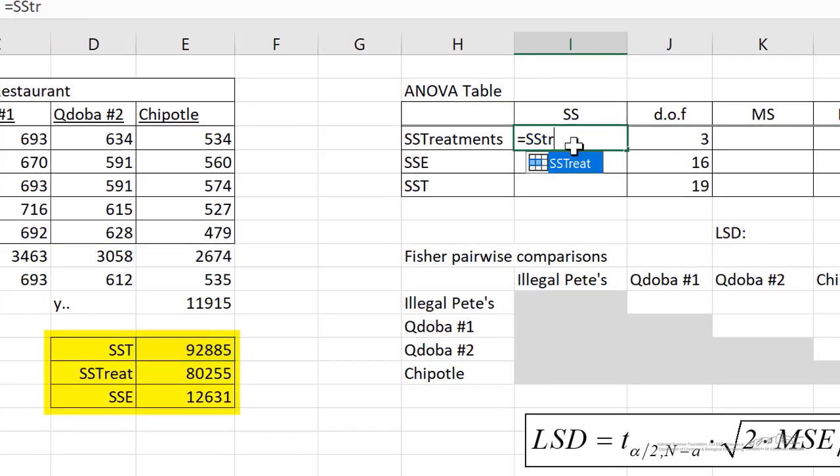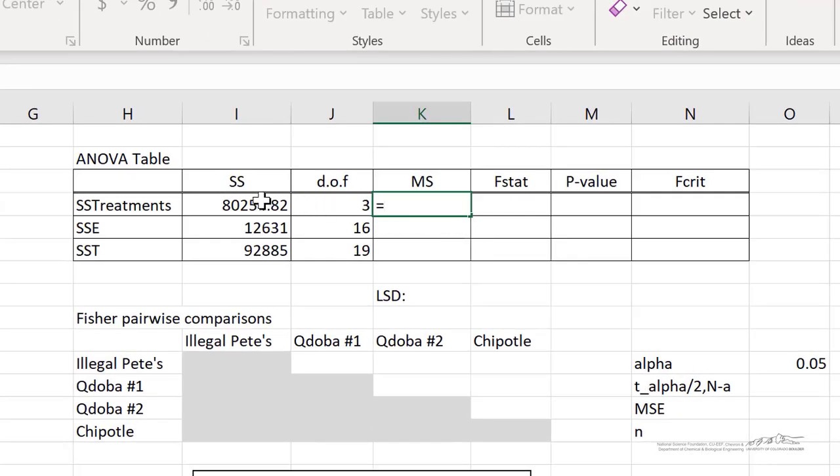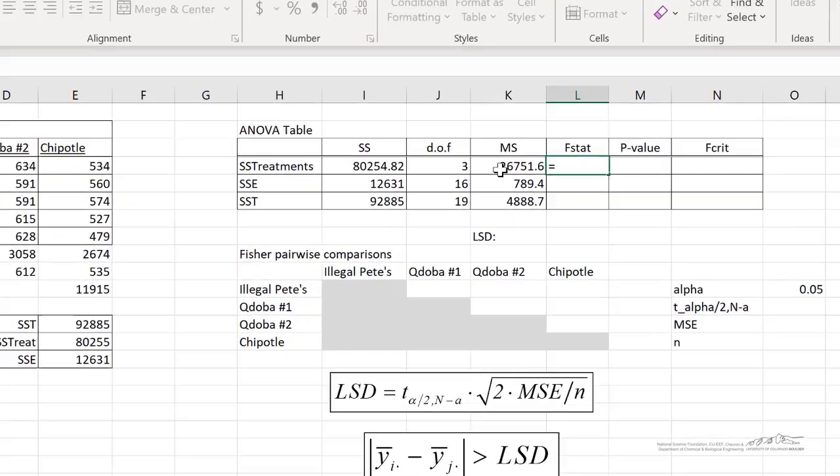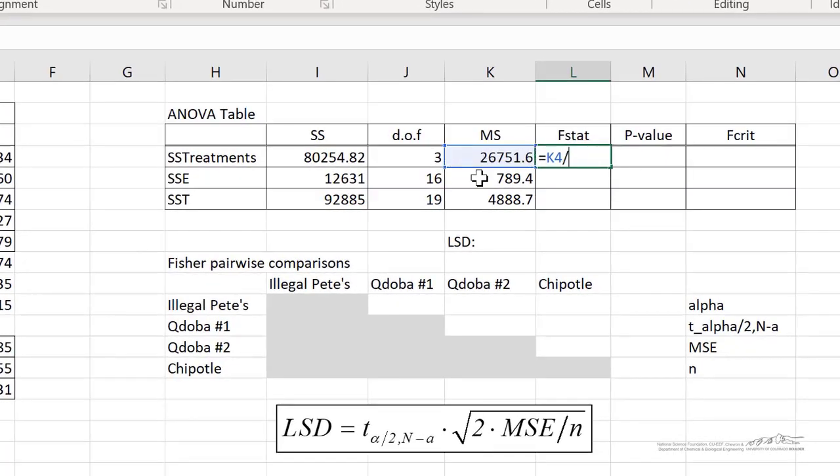Here I'm just going to type in SS treatments, SSE, and SST that we calculated earlier. Mean squared is simply the ratio of sum of squares to the degrees of freedom, so we can just do that. I can simply copy this down. We can compute an F statistic. That's simply the mean squared of the treatments divided by the mean squared of the error. And our F statistic is 33.89.